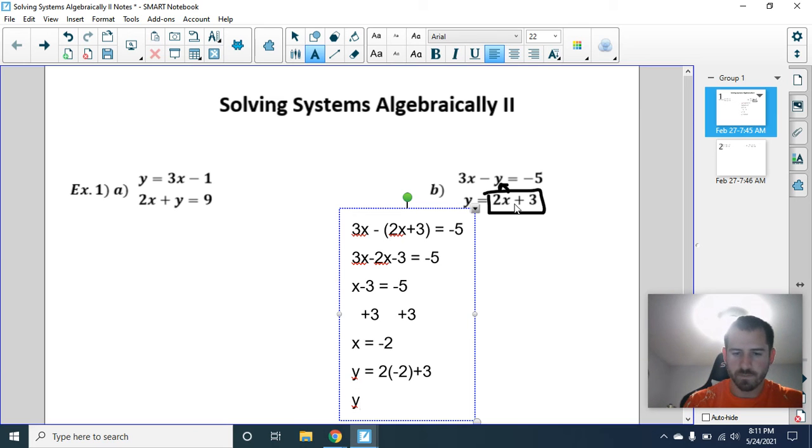Y equals 2 times -2 gives me a -4. -4 plus 3 will give me a -1. My final answer is -2, -1. That's that. So go ahead and pause if you need to, and then we're going to move on to the next one.